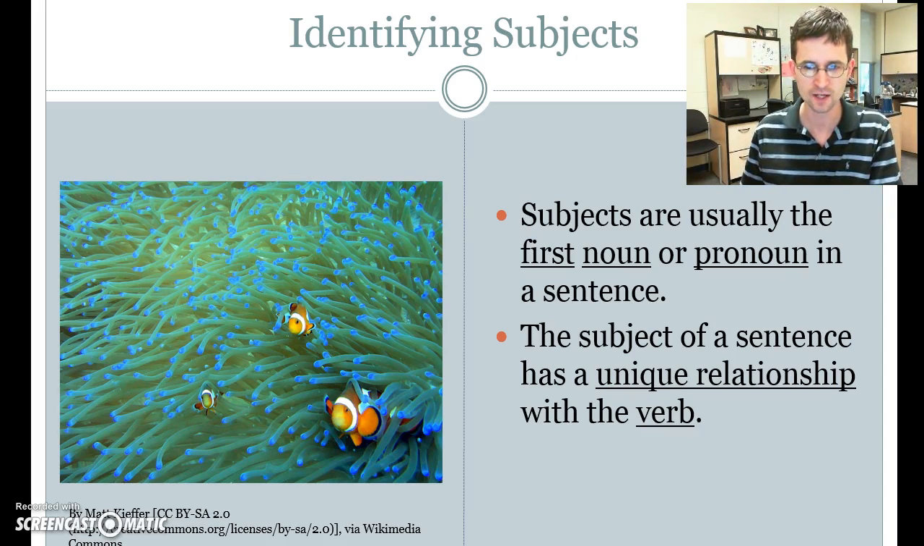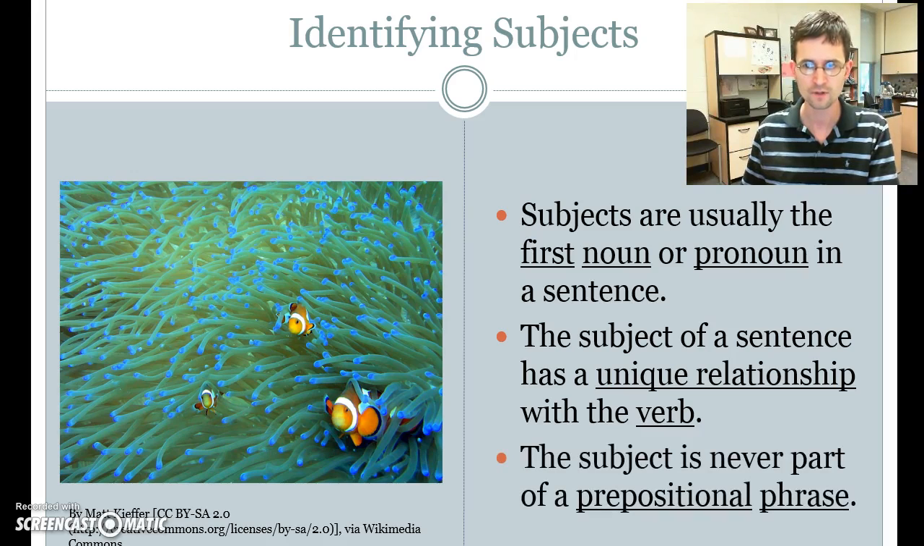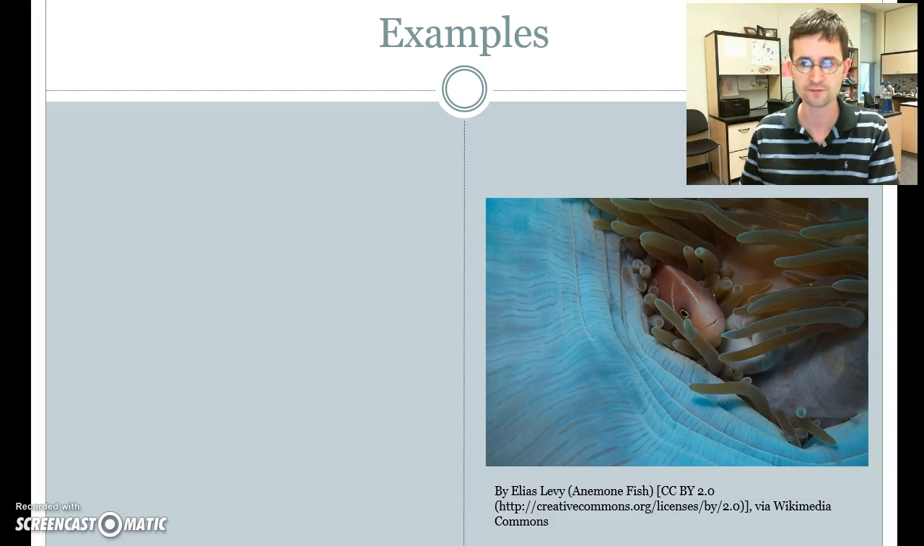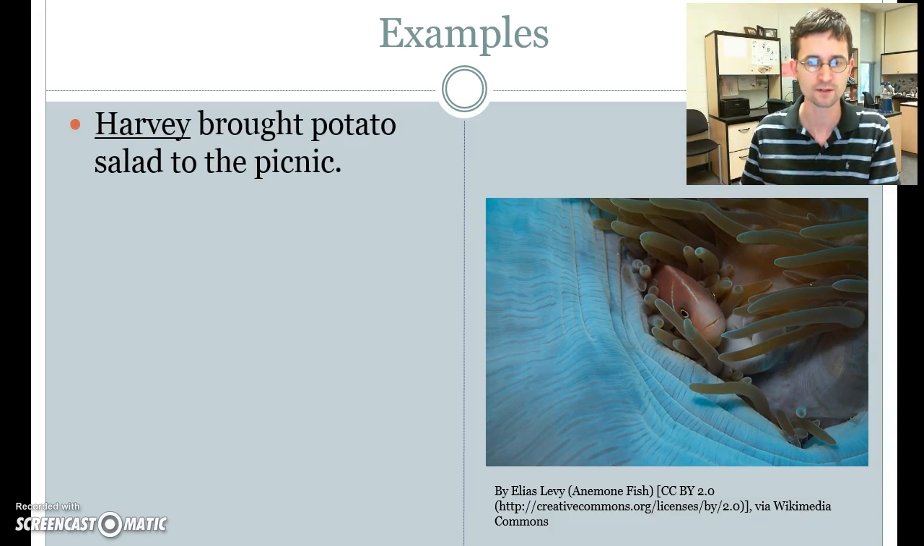The second thought to help you out is that the subject of a sentence has a unique relationship with the verb. A common example here is that if your verb is an action word, the subject is the person, place, or thing doing that action. And finally, this one rule's a little heavy on the grammar, but if you can identify a prepositional phrase in a sentence, you can know that the subject is never the object in that phrase. So let's try out a few examples with these thoughts in mind.